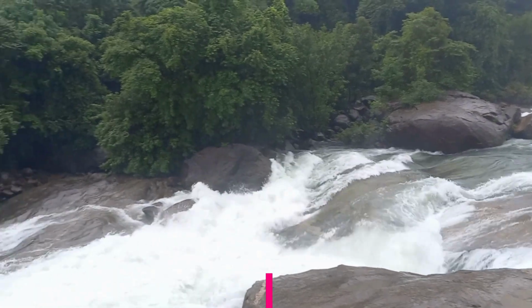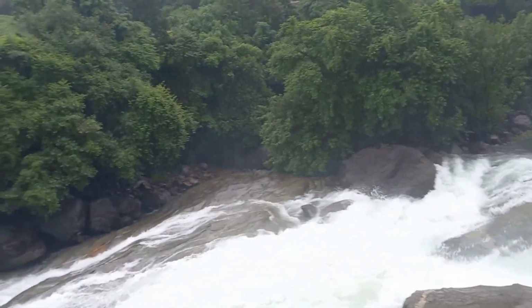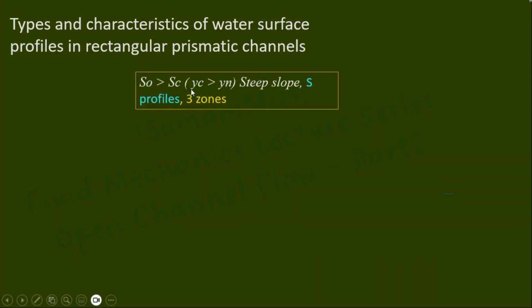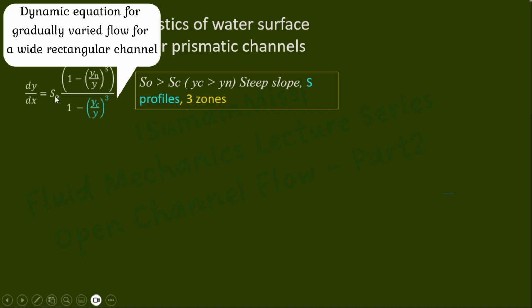Let us discuss the types of flow profiles for a steep sloped channel. For a steep slope, S0 is higher than SC, or YC is higher than YN. Here also three zones are available. So dy/dx equals S0 times (1 minus (yn/y) the whole cube) divided by (1 minus (yc/y) the whole cube).